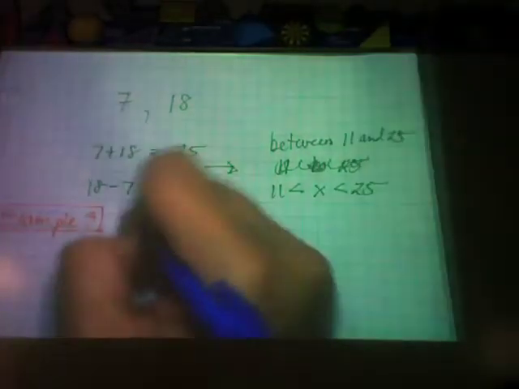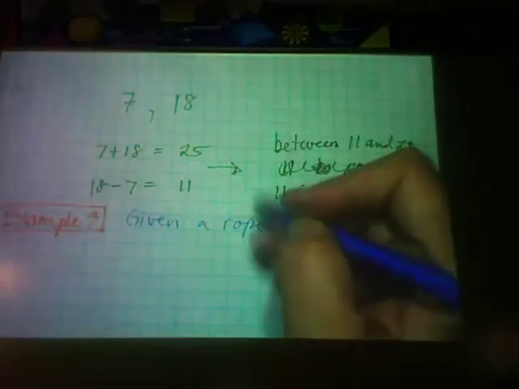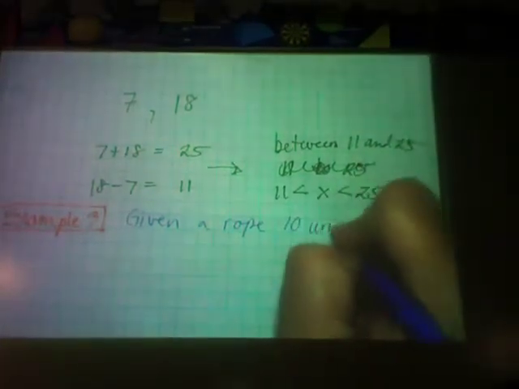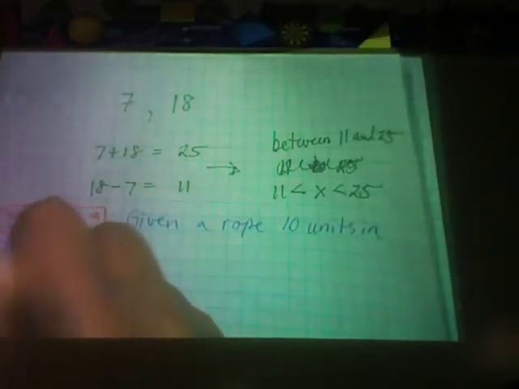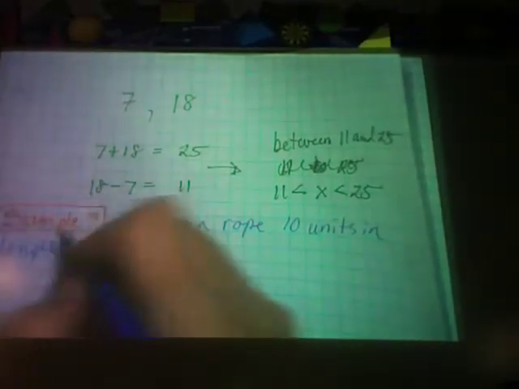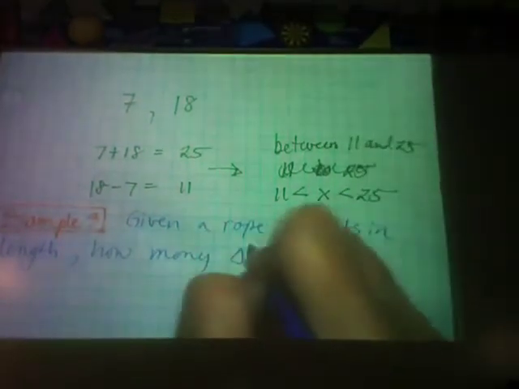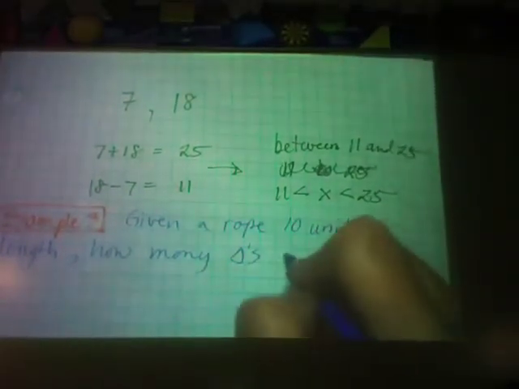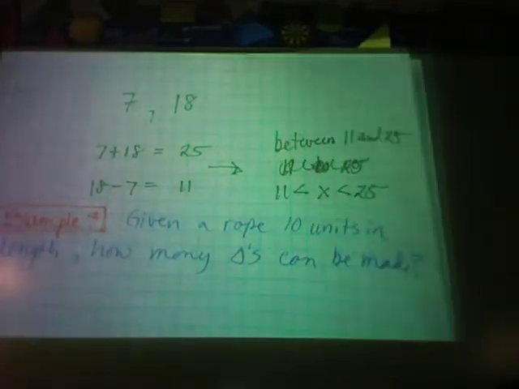Given a rope, 10 units in length, how many triangles can be made? There are some parameters that you have to follow.